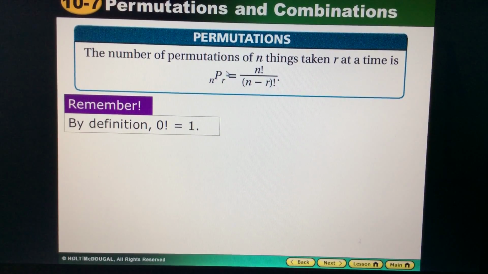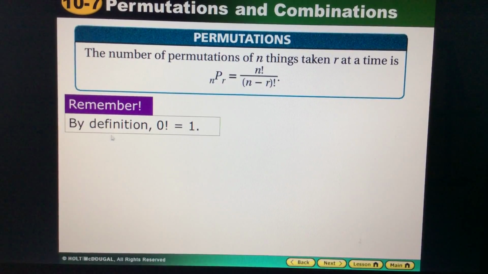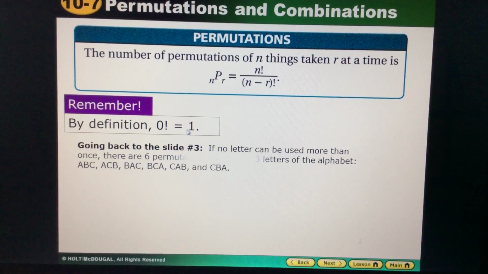If order is important and you're not going to repeat a letter, and this is not just with letters, we'll do other examples, then that would be the permutation of n things taken r at a time. The one we just did was five things taken 3 at a time. But that will always be n factorial over, then subtract the n and the r, get that difference, so you have to put it in parentheses, and then take that factorial. Now remember, we know by definition 0 factorial is equal to 1.